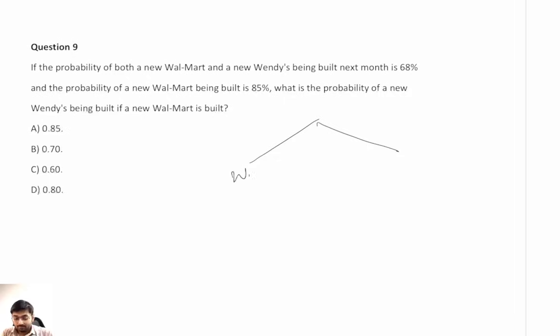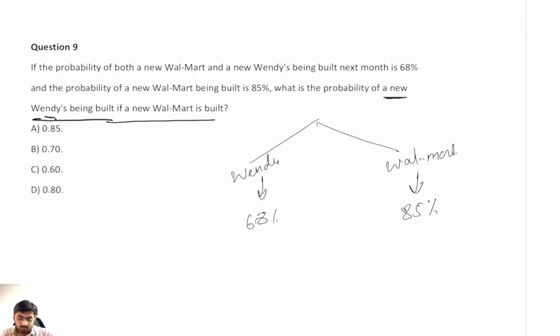For the Wendy, the probability is 68%, and for the Walmart, the probability is 85%. What is the probability of new Wendy being built if a new Walmart is built? Pause the video and solve it. Sorry, there is one mistake in the interpretation. This 68% is for Wendy and Walmart.